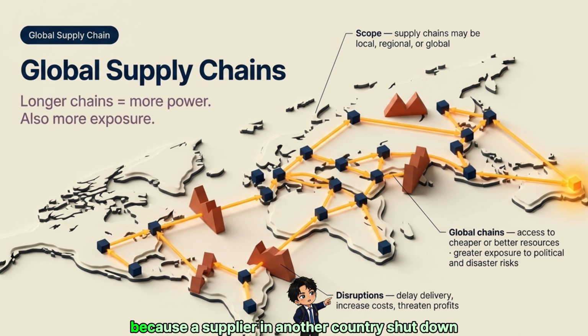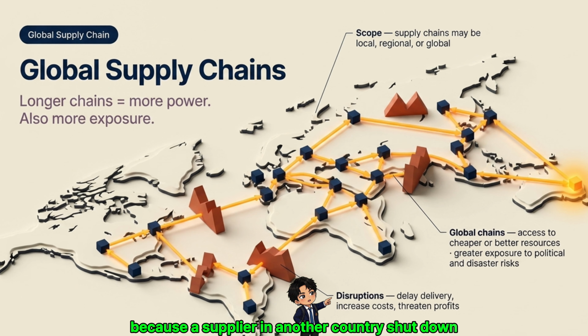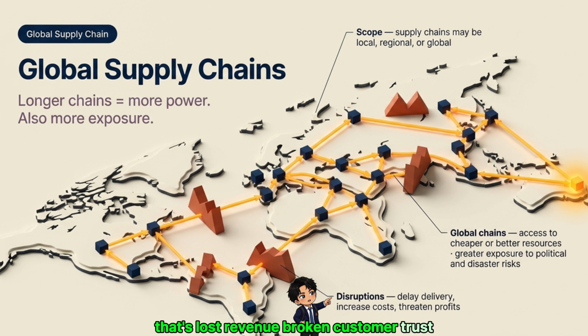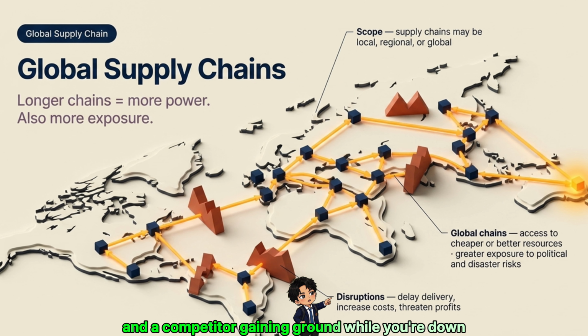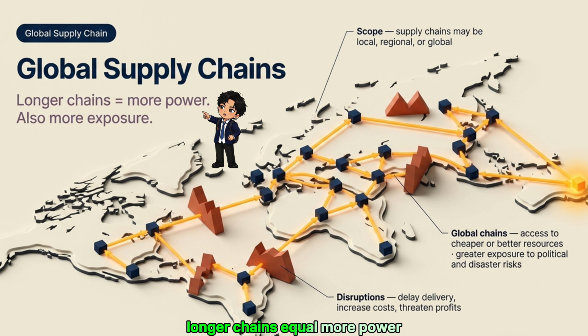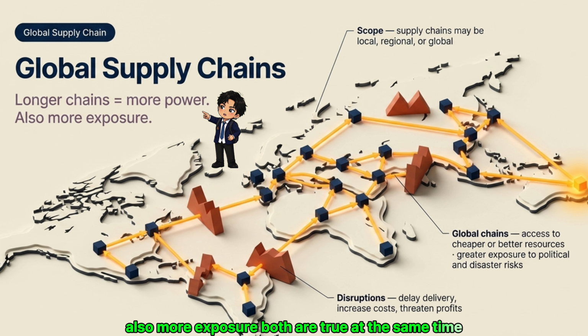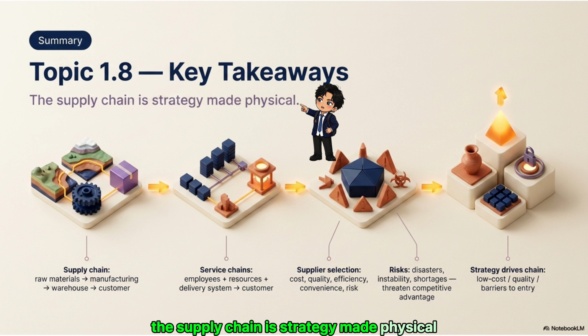A 2-week delay because a supplier in another country shut down, that's not just an inconvenience. That's lost revenue, broken customer trust, and a competitor gaining ground while you're down. Longer chains equal more power, also more exposure. Both are true at the same time. The supply chain is strategy made physical.